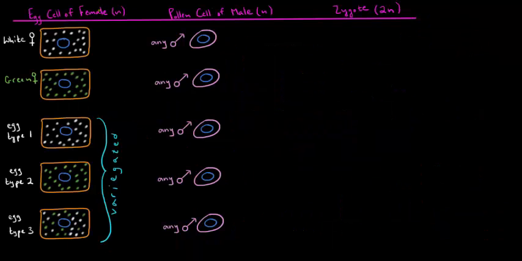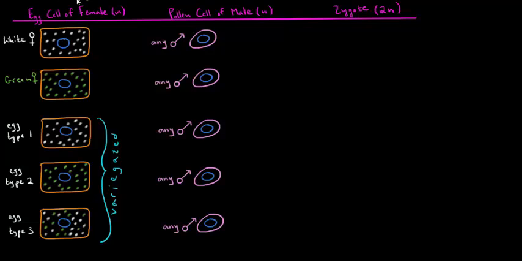Let's take a closer look at what Carl Correns did. So we have this chart to help us out. In the first column we have the egg cell of the female, that's the seed, and then we're going to cross it with what we have in the second column, which is the pollen cell, the male gamete. They all look the same because it doesn't make any difference in our case. And then we have in the third column our zygote, or the result.